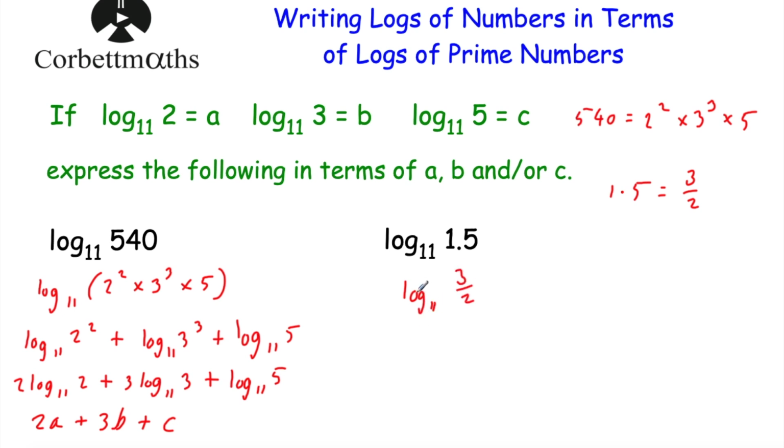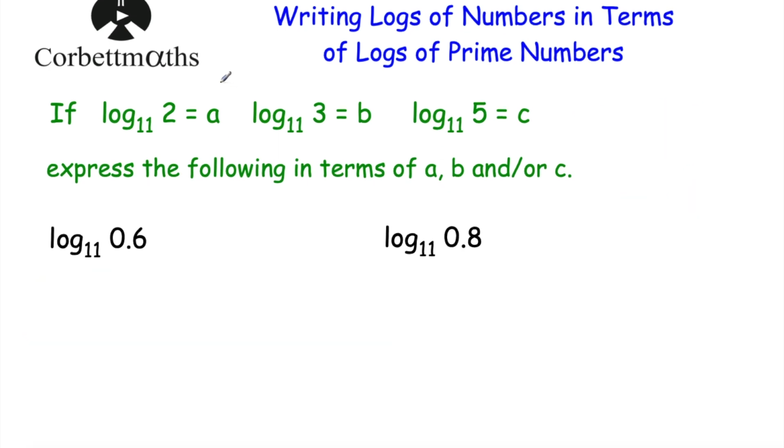Okay, now we've got the same as log a over b is equal to log a minus log b. So this would be the log to base 11 of 3 minus the log to base 11 of 2. Just splitting this up into log a over b is equal to log a minus log b. And then finally, we know the log to base 11 of 3 is equal to b, so that's b. And then it's going to be minus the log to base 11 of 2 is equal to a. So the answer is b minus a. And that's it. Okay, let's have a look at our next question.